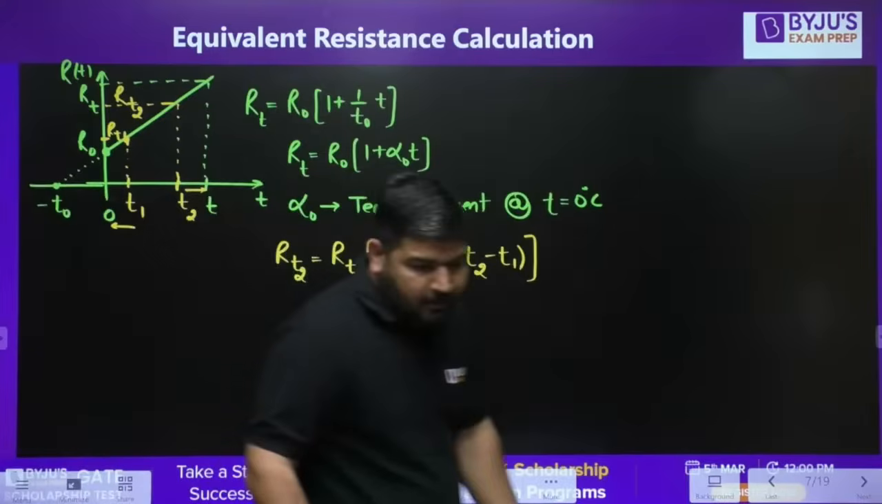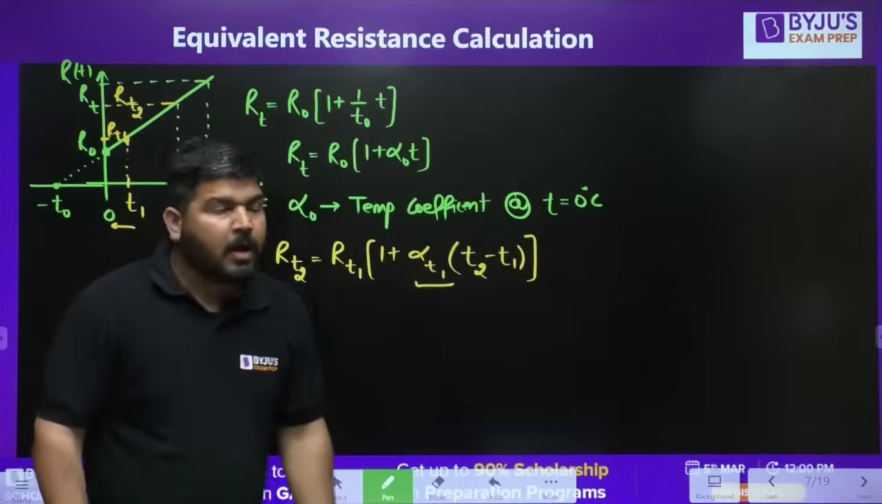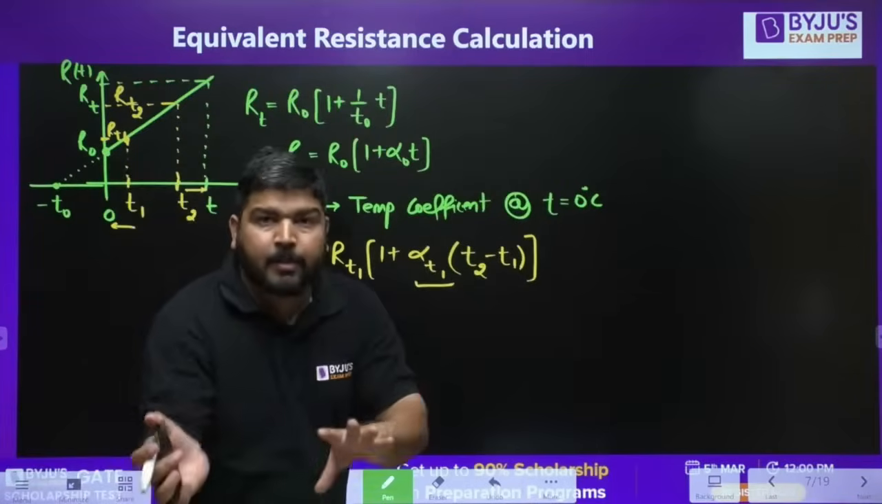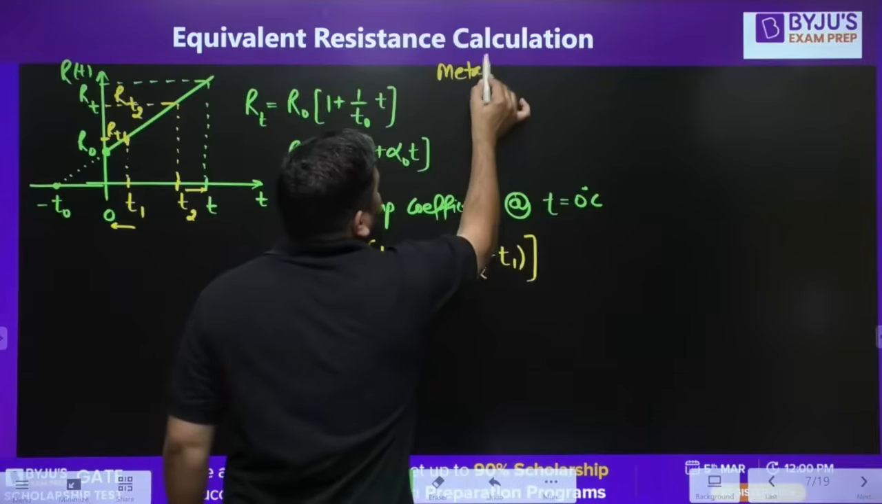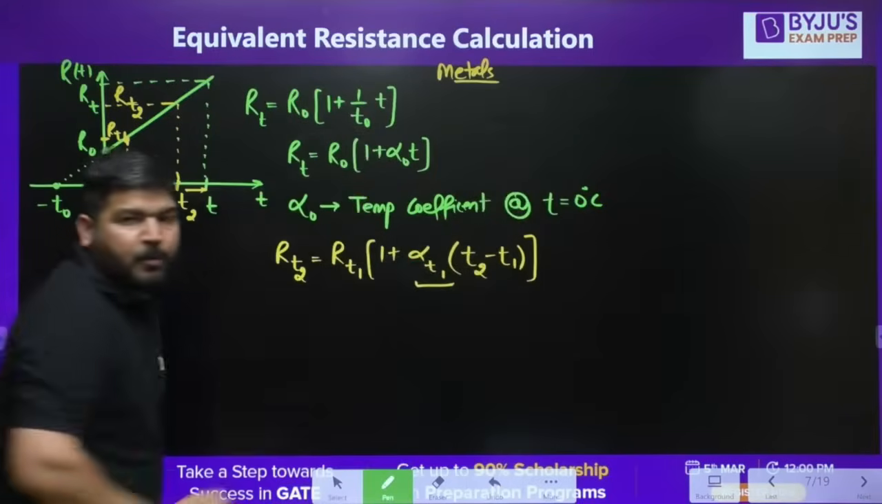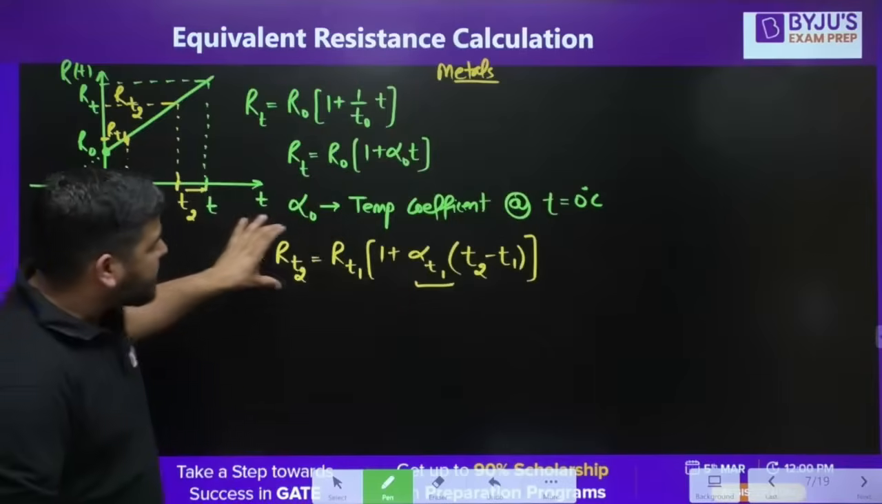No, I'm not saying that alpha is positive. Alpha can be negative. It can be positive. But for the time being, I have taken it positive because I'm discussing about metals. In metals, temperature coefficient is positive. So that's why I'm discussing about metals. So I told you that this is the relation.